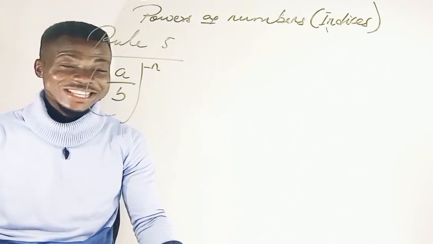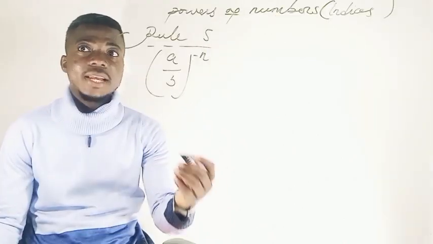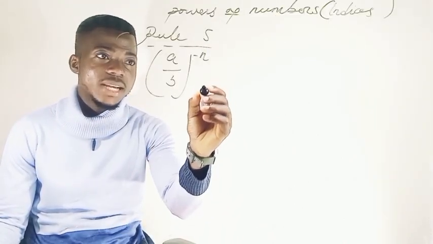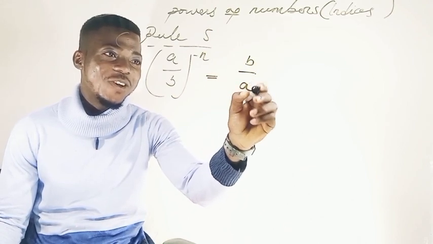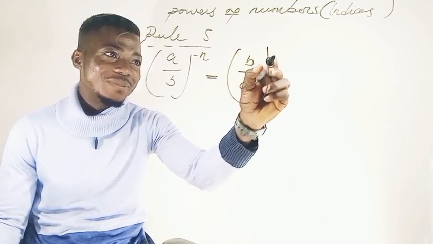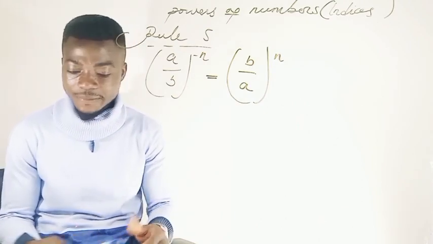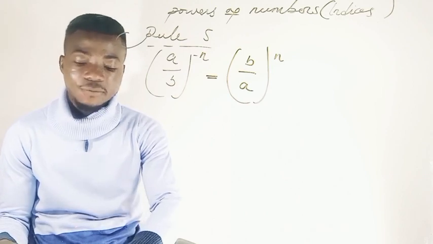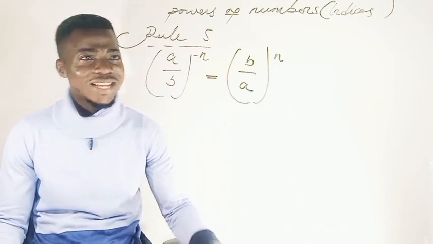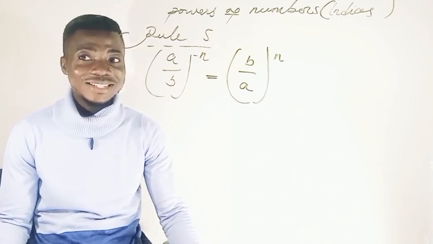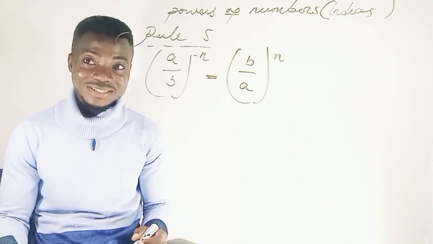Don't scratch your face. It's not difficult, yeah? Good. Alright, so rule 5 says that this can be written as b over a all exponent n. That is what rule 5 says. So you can write this one in that form. Now I'm not going to be asking the question, how is it like that? Okay. You want me to prove that? Alright, so let me prove that. This can be proved.